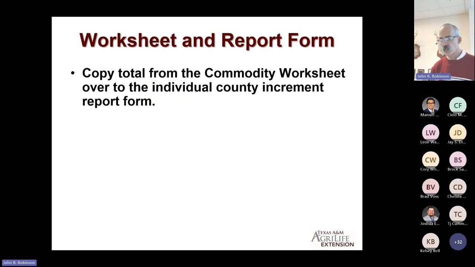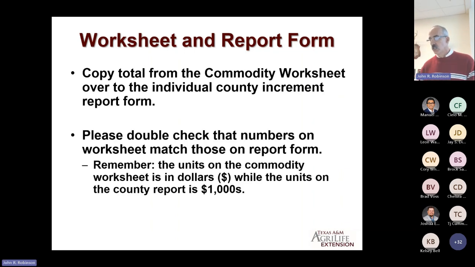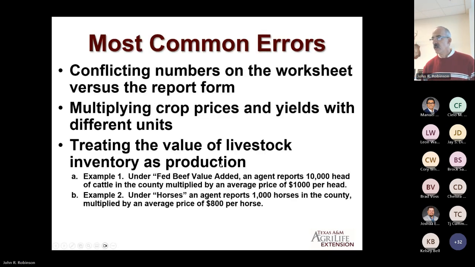So from the worksheets, things get summarized. You can take the values of production, which are the actual numbers, convert them into thousands, that is to say, divide them by 1,000, and complete the empty column on your increment report form. Do a little double checking that if you did calculations on the worksheet, those final numbers are being correctly transcribed to the report form. I've already gone over these several times. Just watch out for common errors.